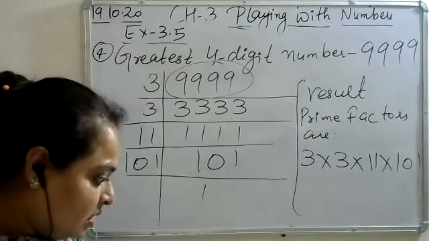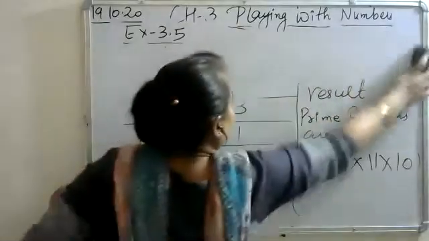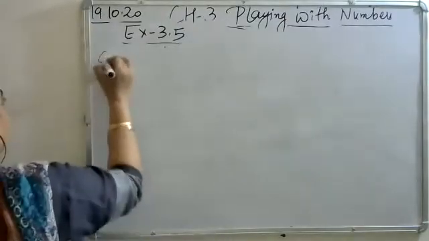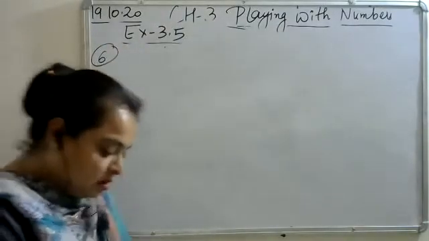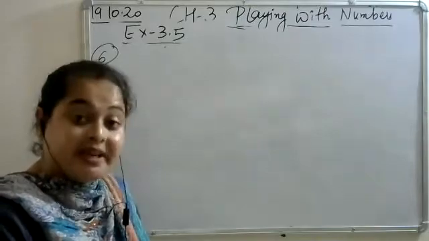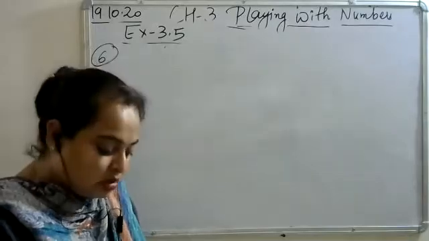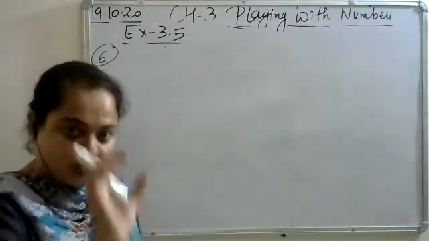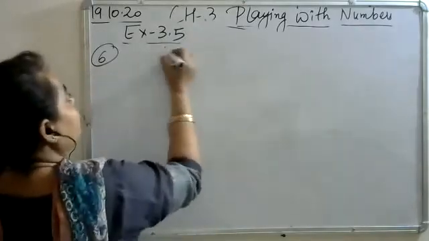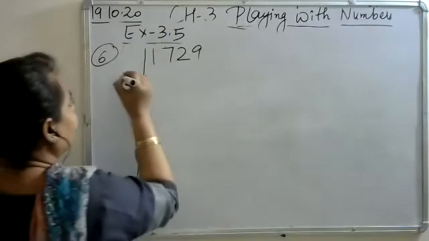Okay. Now come to the sixth question. Find all the prime factors of 1729 and arrange them in ascending order. So first of all, solve the first part. Then we will proceed to the next statement. So the number given to you is 1729. Start finding prime factors of this number.